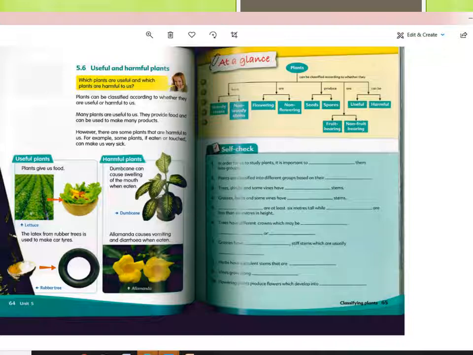Let's recap what we've learned in this lesson. We learned woody and non-woody stems. We learned flowering and non-flowering. And in today's lesson, we learned about seeds and spores, plants that produce seeds and plants that produce spores. We also looked at fruit-bearing and non-fruit-bearing: plants that produce flowers, which grow into fruits, and non-fruit-bearing plants, which do not produce any flowers, so they do not produce any fruits. And then we looked at useful and harmful plants. So that's the end of the lesson.